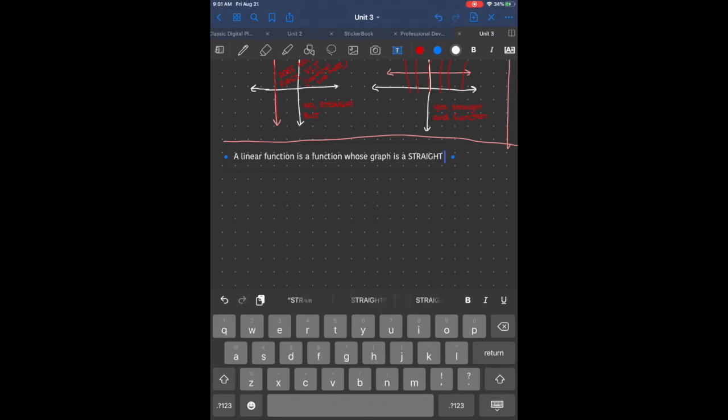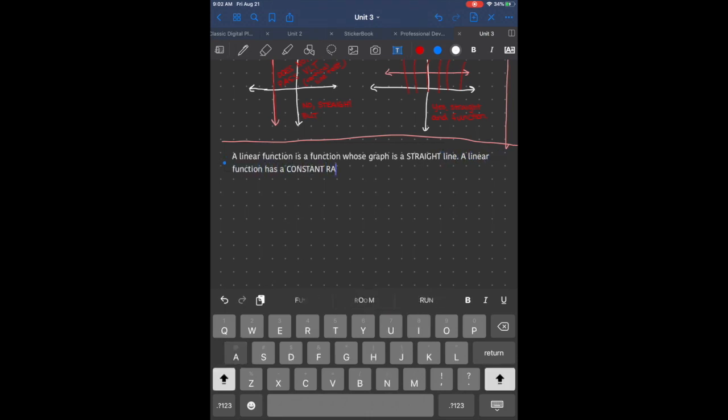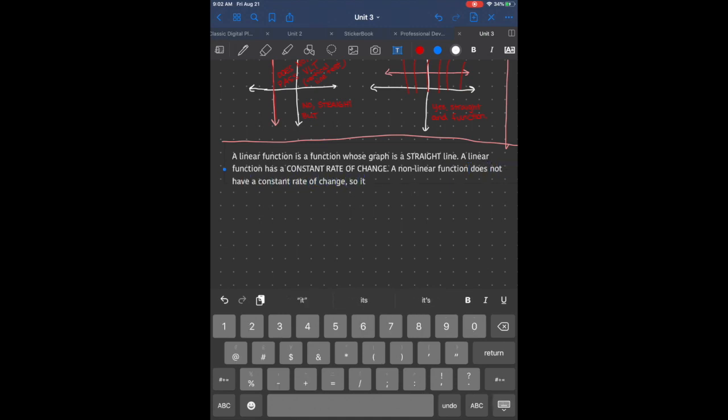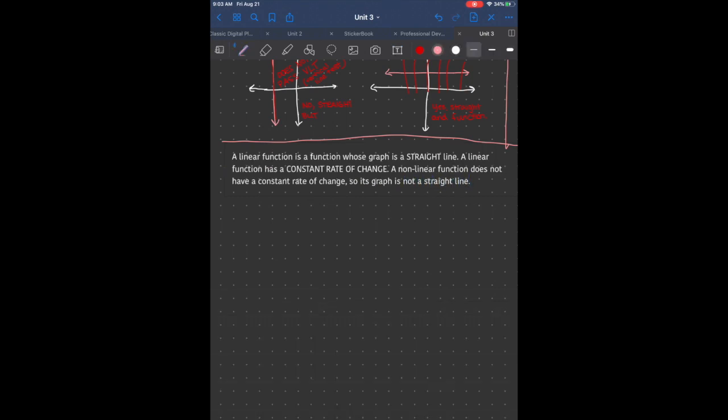So a linear function is a graph that is a straight line. It has a constant rate of change. A nonlinear function does not have a constant rate of change, so its graph is not a straight line.